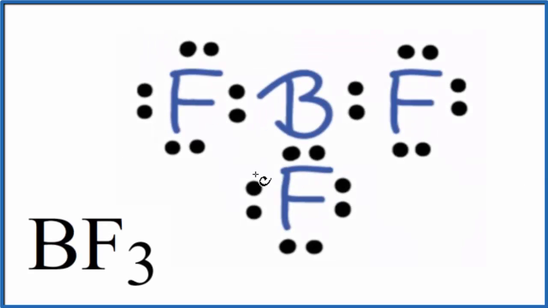In this video, we'll find the molecular geometry for BF3. This is boron trifluoride. So the first thing we need is a Lewis structure. If you did the Lewis structure for boron trifluoride, you'd end up with something like this.